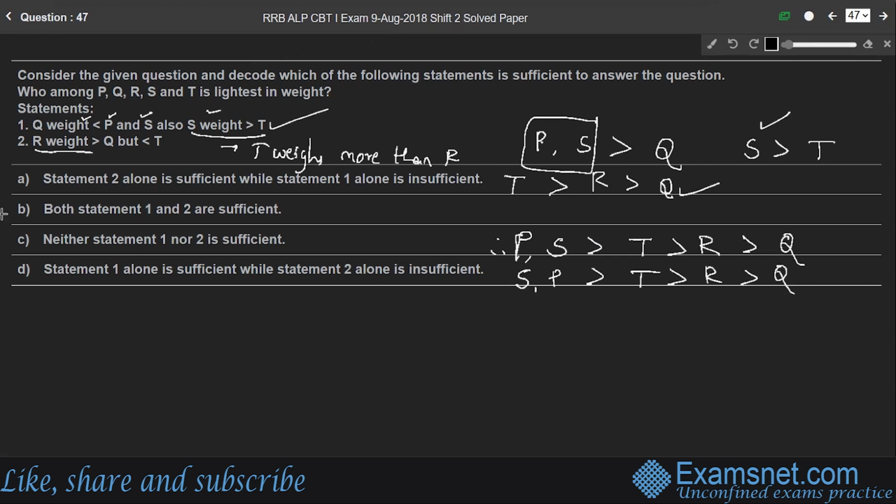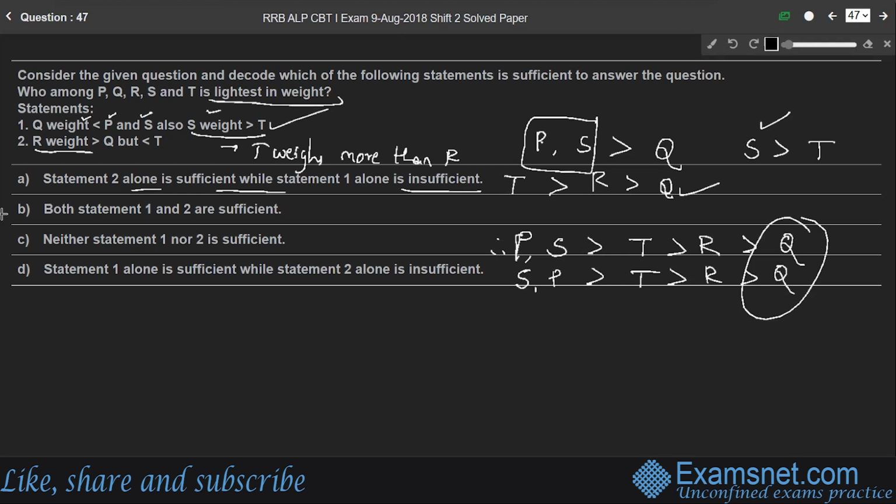So here the question is, who among the following is lightest in weight? Lightest in weight is Q. So here the option is statement 2 alone is sufficient while statement 1 alone is insufficient.